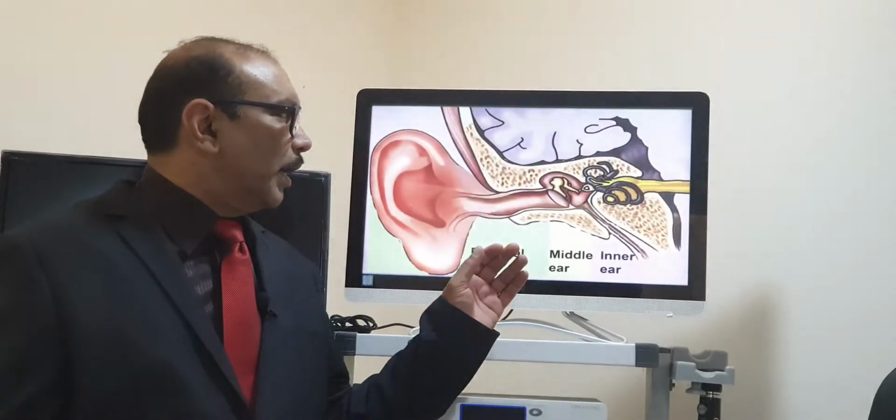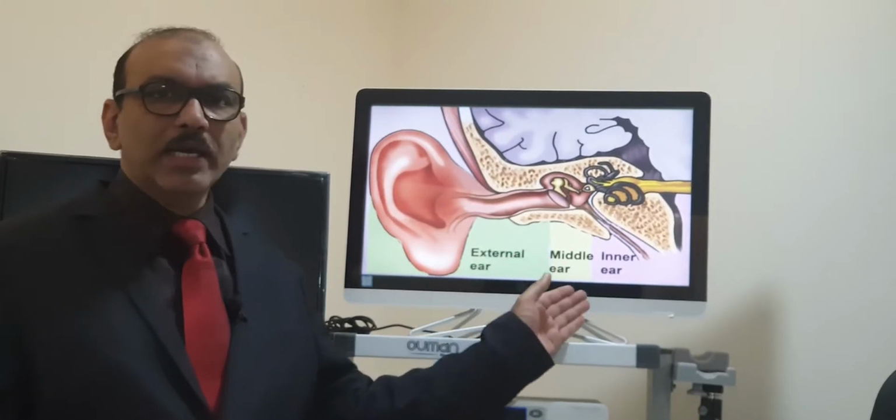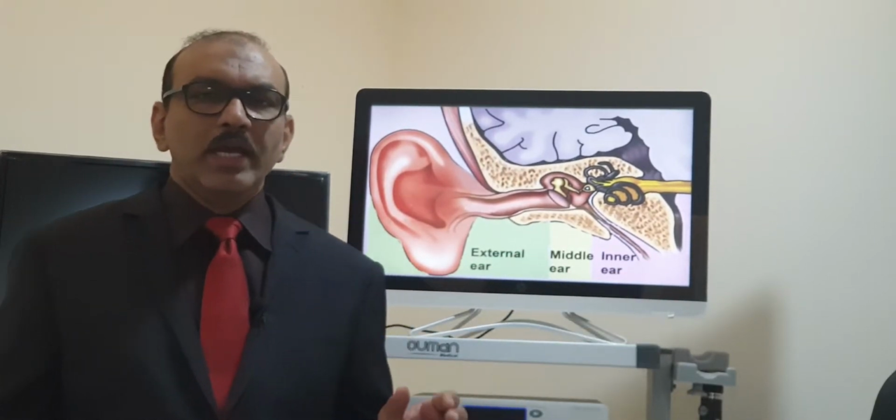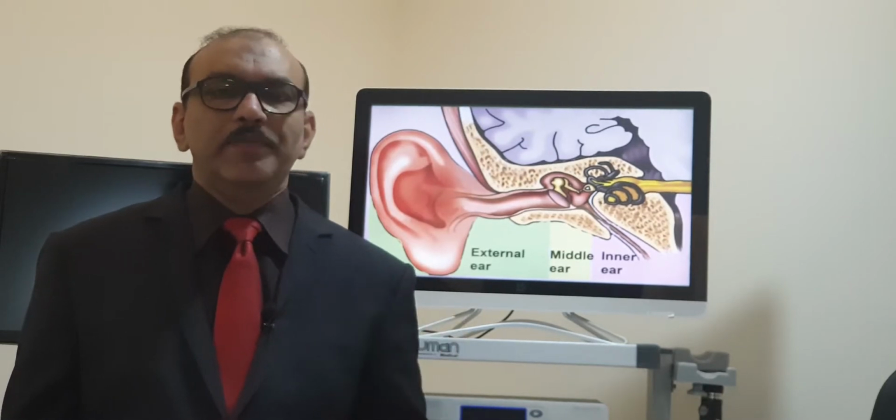Zygomatic subperiosteal abscess. Before starting this topic, let me give you a small introduction. The ear can be divided into three parts: external ear, middle ear and inner ear. Infection of the middle ear is termed otitis media.